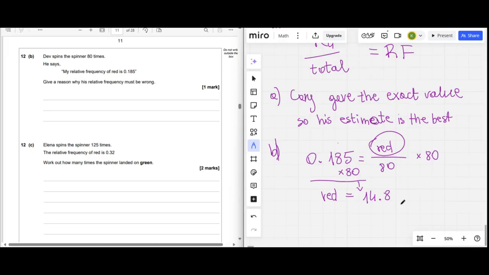It's not a full number. Exactly. Not a whole number. So Dev must be wrong.